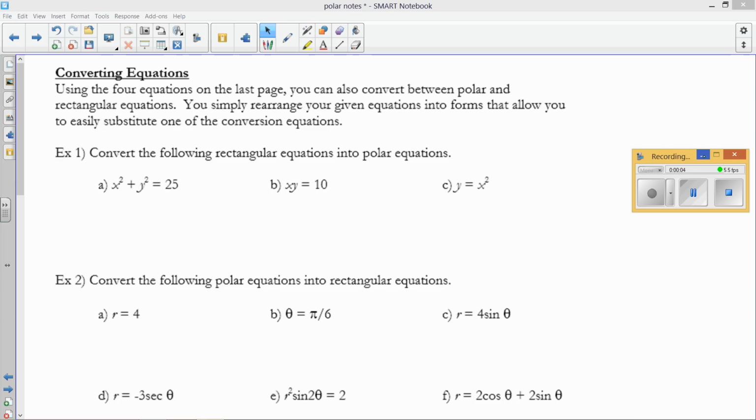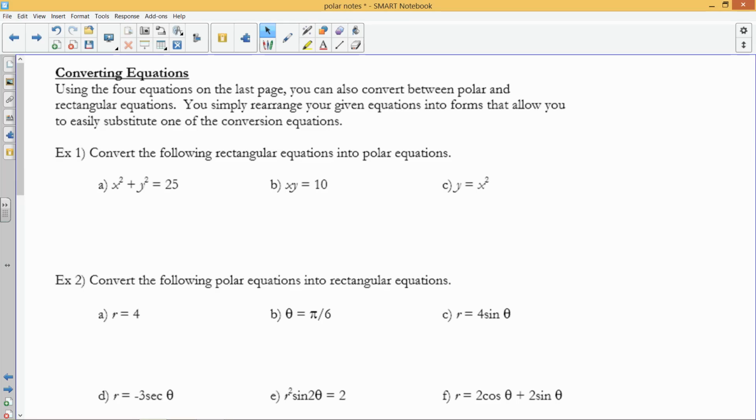All right, welcome to page 2 of Polar Notes. On this page, we're going to do some more conversions, not just converting points this time, but converting equations. And this is a bigger piece of the AP exam than converting the points. Both are important, but I've definitely seen AP exams where this is actually part of a question where they say, show that the following rectangular equation can be written in polar as, or something like that.